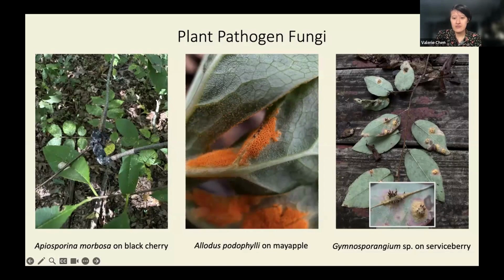And finally, we have the Gymnosporangium species. This rust fungus is heteroecious, meaning that it requires two different host species to complete its life cycle. The types of fruiting bodies formed and their appearance differs between the primary and secondary hosts in the fungus's life cycle. The primary host of this fungus is probably some kind of juniper tree, but here we see the fungus on its secondary host, which is a type of serviceberry.